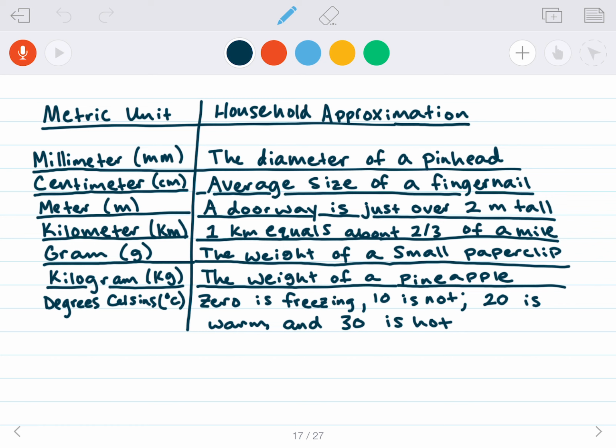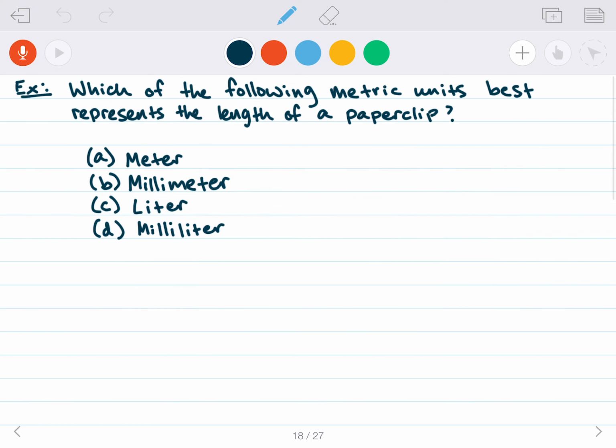And degrees Celsius, we have 0 is freezing, 10 is not, 20 is warm, and 30 is hot. So these are some comparisons, some household comparisons of these different units.